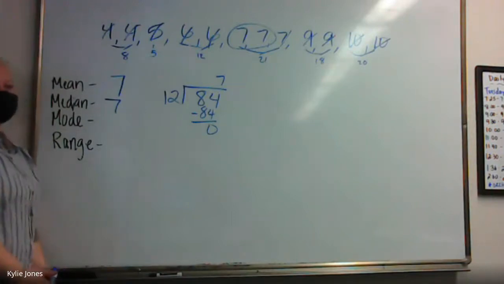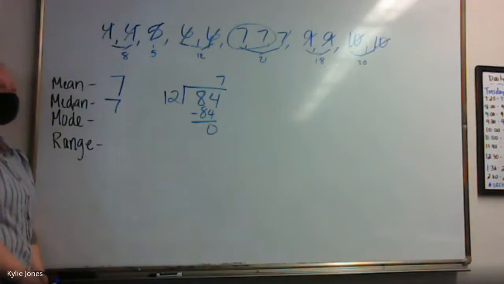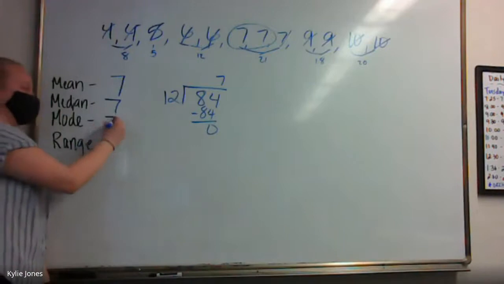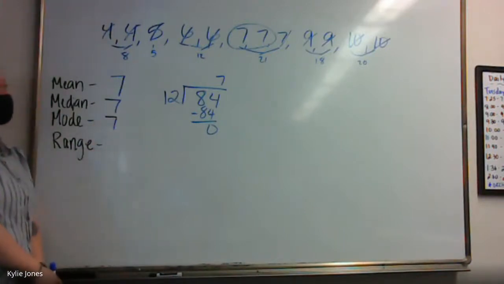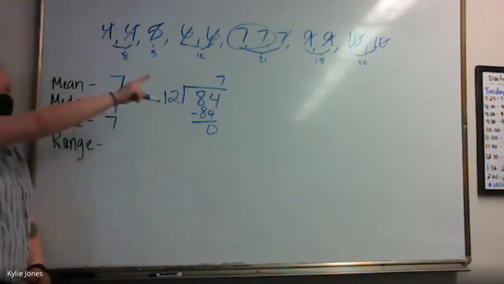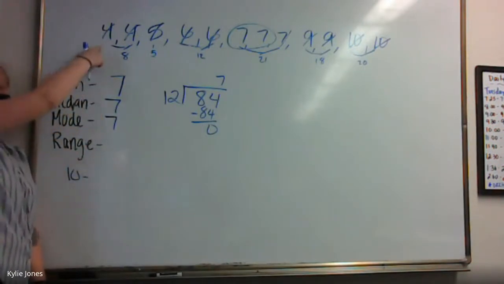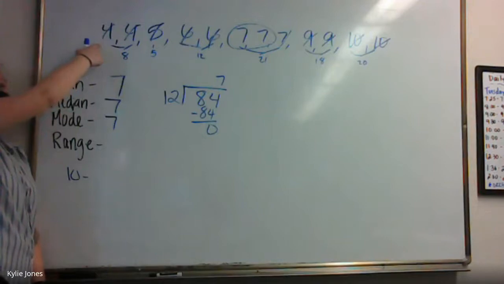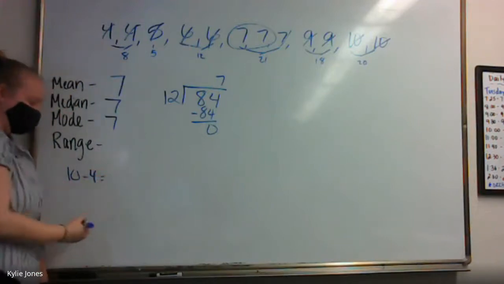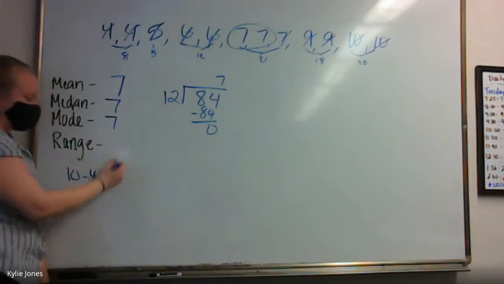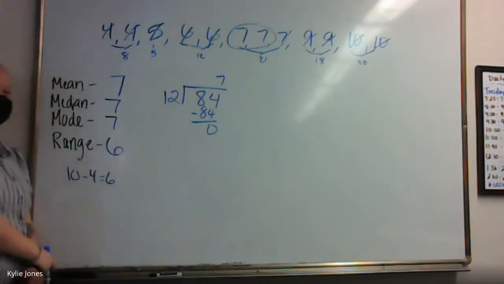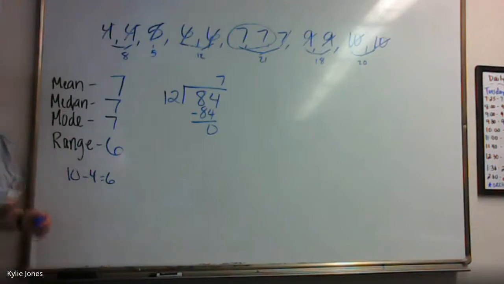Okay, now we need to find the mode. What's another word for mode? Most. What number do we see the most? 7 again. There's your mode. And then finally, the range. We need to take the biggest number. What's the biggest number? 10. Take the biggest number, subtract our smallest one, which is 4. When you subtract, 10 minus 4 is 6. So our range is 6. So 7, 7, 7, 6. Lots of work here.